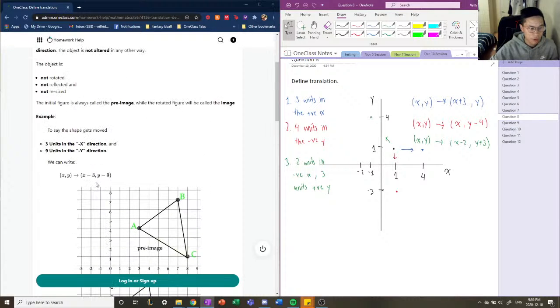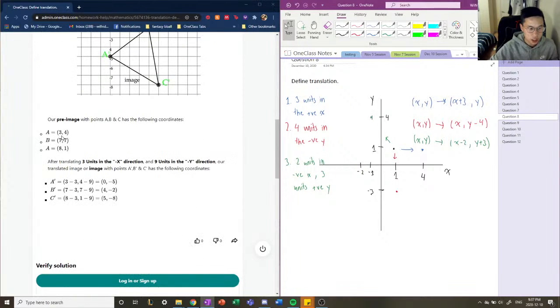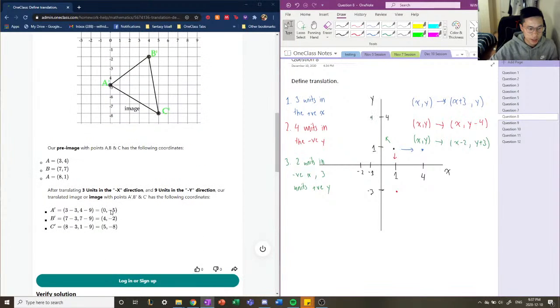So they use a general formula that we provided here, but instead they moved it 3 units in the negative x and 9 units in the negative y. So the translation will be x minus 3 and y minus 9. So each of these points, 3, 4, 7, 7, 8, and 1, will all have to be applied to this now different formula, A prime. And that gives them the new vertices of their new image.